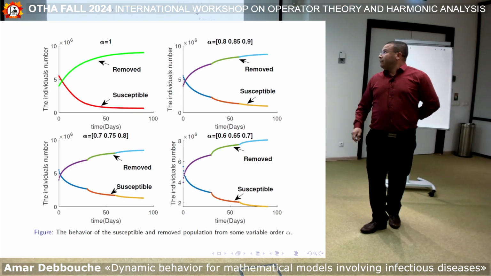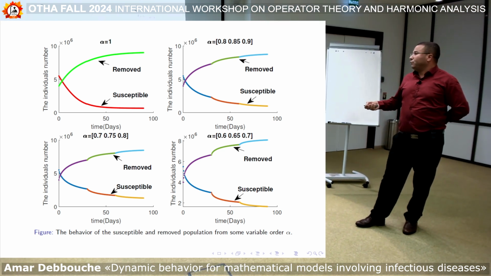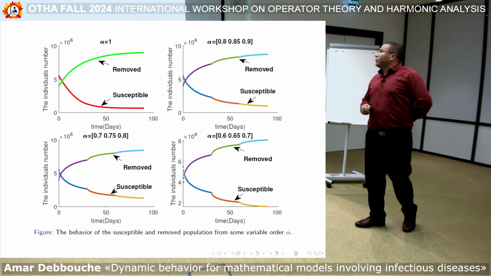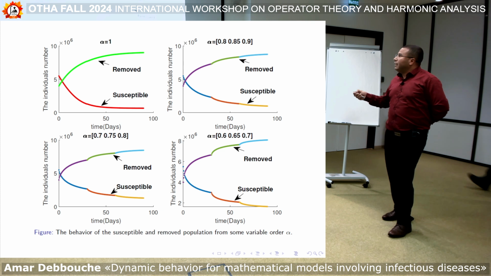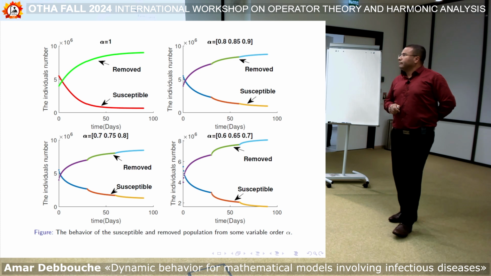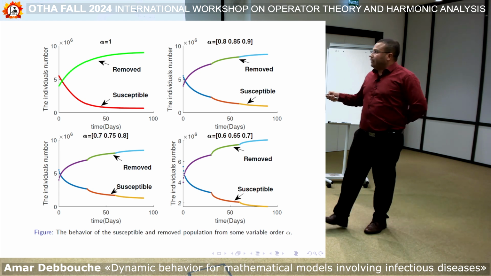Now these figures show the behavior of the susceptible and removed, or we say recovered, population for different values of the variable order alpha. Here we take the usual derivative when alpha equals 1, and the others for different values of alpha. Here we can see that the fractional derivative gives better modeling for the system than the usual derivative.